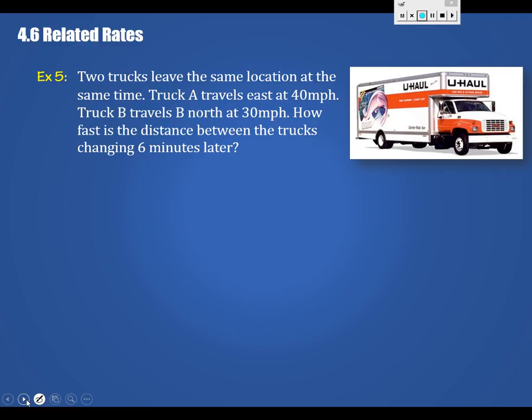Is this exactly something similar? You've already drawn a picture, I'm sure. Travels east. North. They were both here originally.